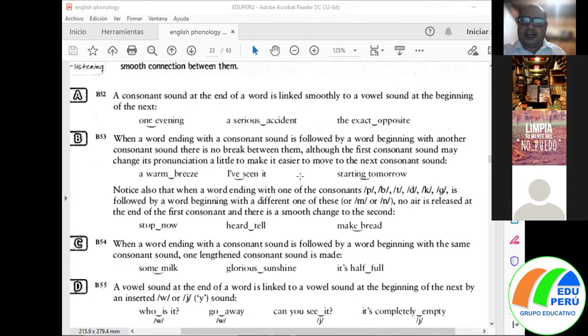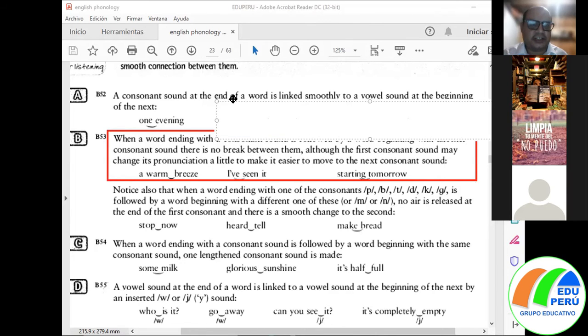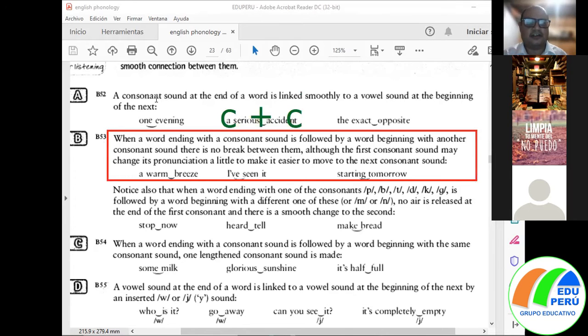When a word ending with a consonant sound is followed by a word beginning with another consonant sound, there is no break between them. So here you have the other case of linking: consonant plus consonant. Remember, consonant plus consonant, but when they belong to the same speech unit.